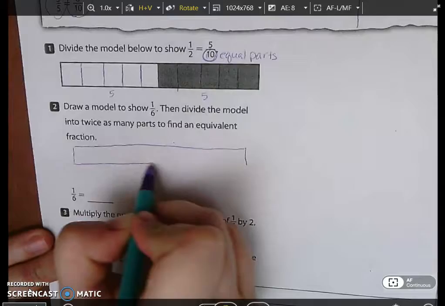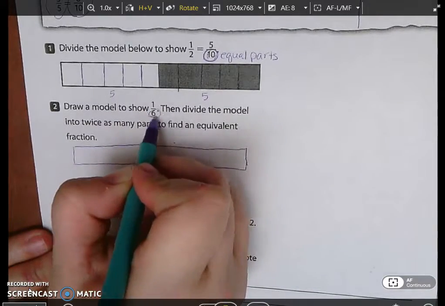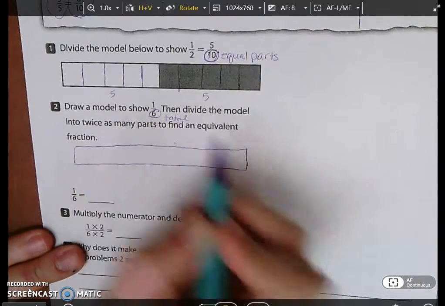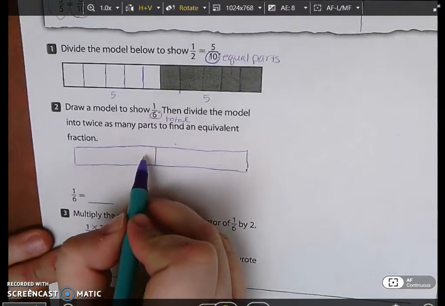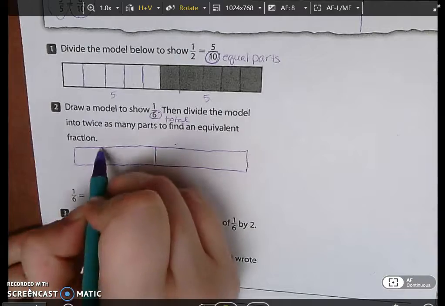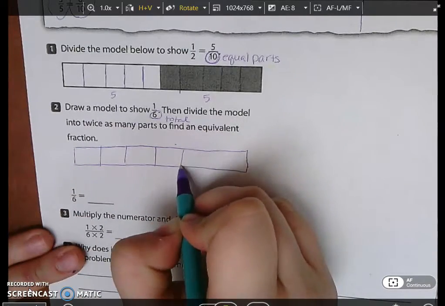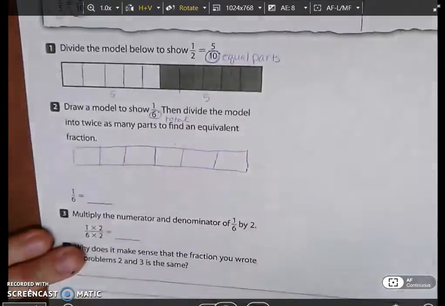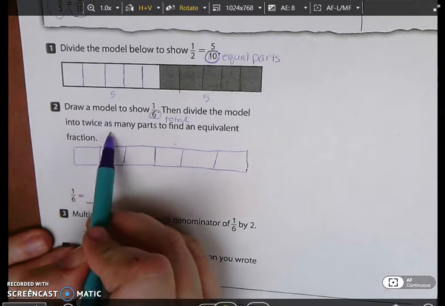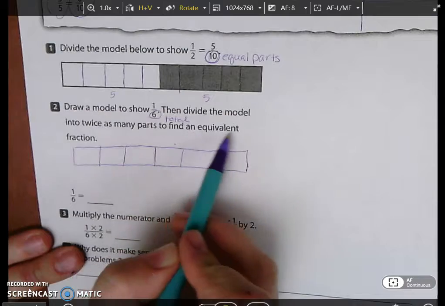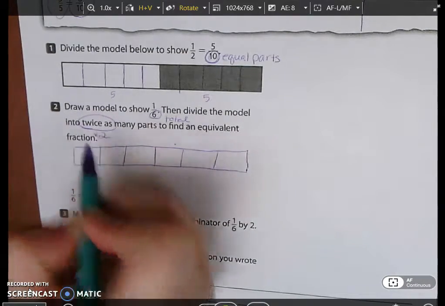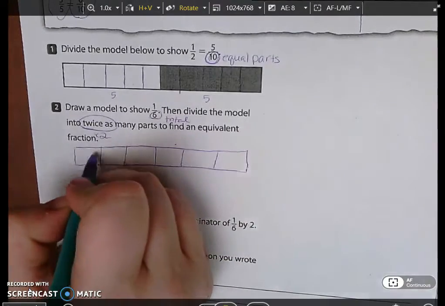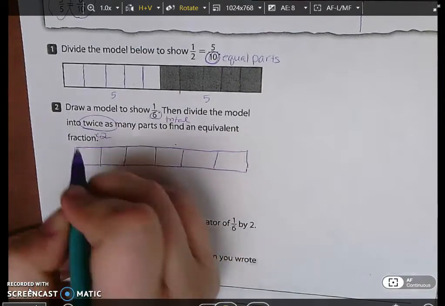Number 2, draw a model to show 1/6. So I'm going to draw a bar, and I want a total of 6 parts. So I'm going to divide it in half, which means I want 3 on this side and 3 on this side. That gives me a total of 6. Then divide the model into twice as many parts to find an equivalent fraction. So twice as many means times 2. So that means each one part is going to become 2.